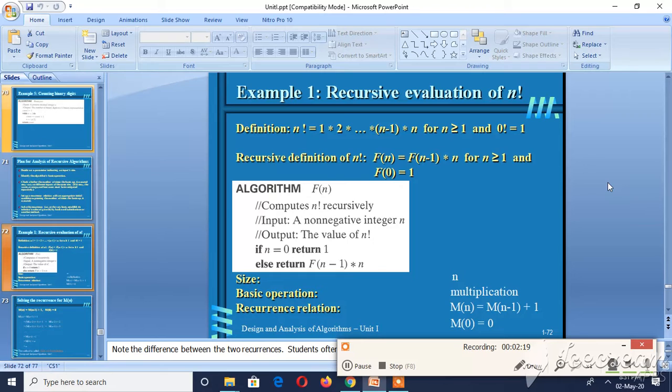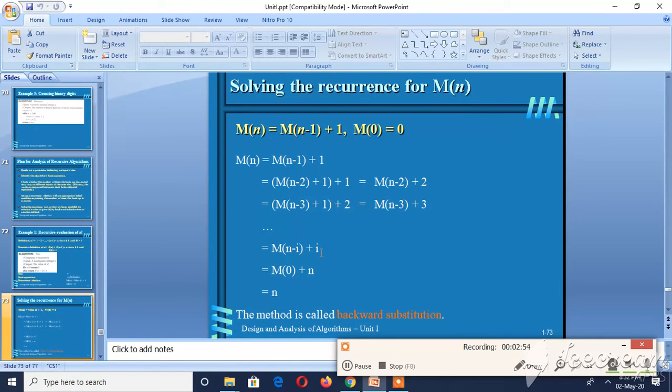So in this recursive evaluation of this algorithm, first you have to compute n factorial, that is n factorial is n into n minus 1 factorial. So this is a small example for calculating the factorial. The input which is given here is a non-negative integer, and the output is the value of n factorial. And also you can count the multiplications as M of n equal to M of n minus 1 plus 1. By this relation the value of M of n is given to you.